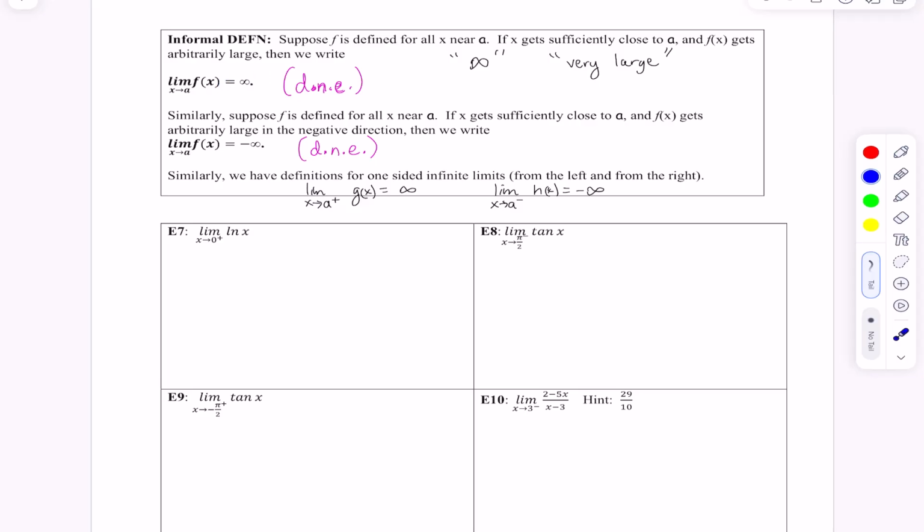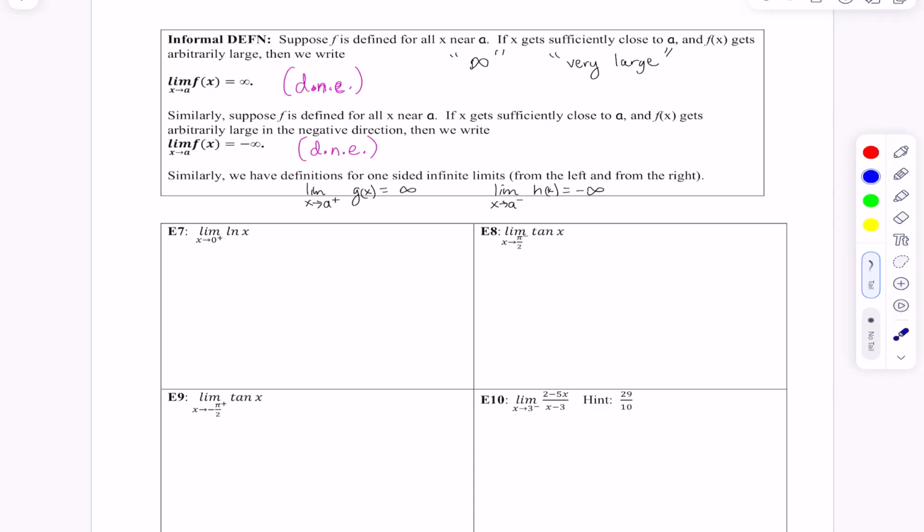And this infinity is not a finite number. In fact, this infinity just represents the concept of very large. You could think of infinity as very, very, very large. So since infinity is not a finite number, we can also conclude that this limit right here does not exist. So that's a secondary conclusion.